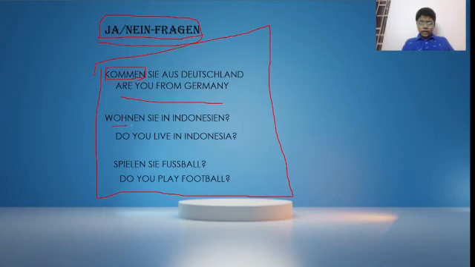Then is wohnen Sie in Indonesien? Do you live in Indonesia? Here you see the verb is in the first position. Then spielen Sie Fußball? This means, do you play football? So these are the rules of German sentence structure.